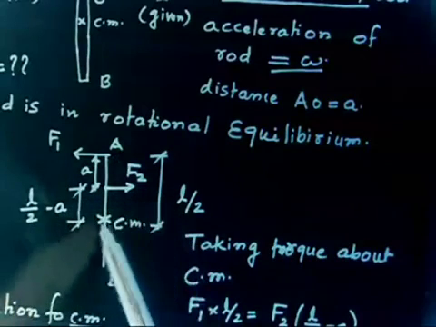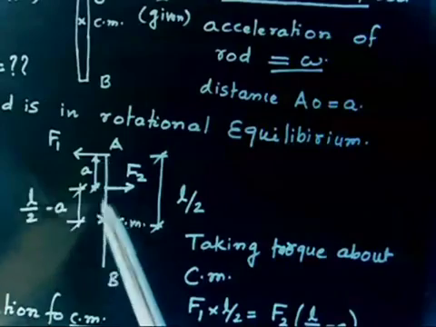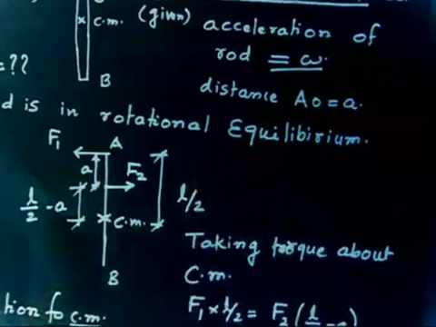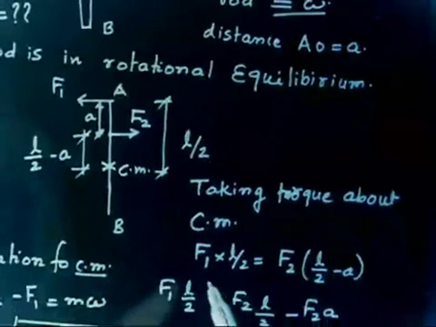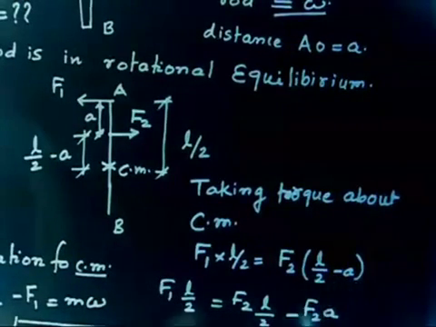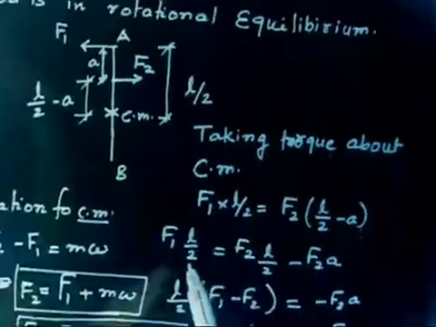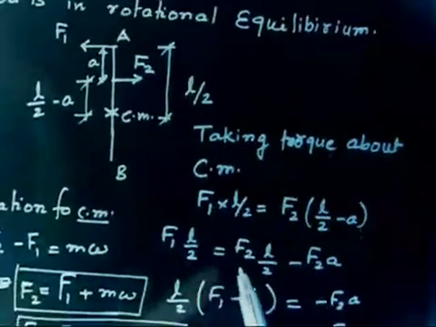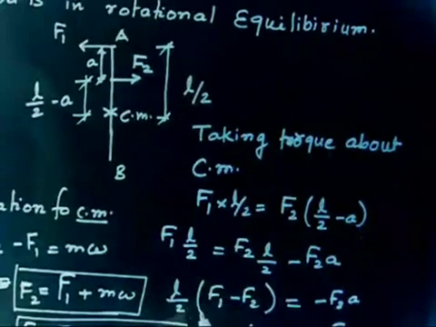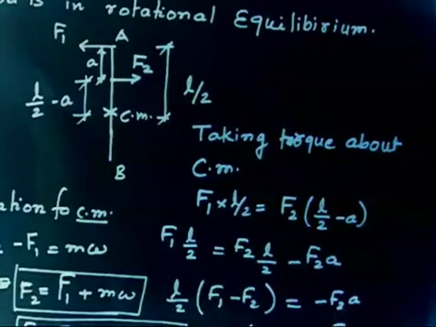This is this side. Torque of F1 is F1 into L by 2. This is this side. So torque this side is equal to torque this side. So you see, I can write F1 into L by 2 is equal to F2 into (L by 2 minus A). Now if you expand this, F1 into L by 2 is equal to F2 into L by 2 minus F2A. Now you take L by 2 common, you can have this.